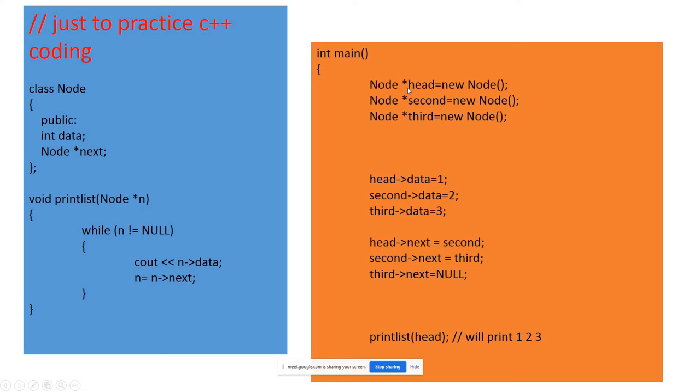In the main, you are creating 3 objects through pointers, and you are putting head data is equal to 1, second data is equal to 2, third is equal to 3, and head is pointing to the second, second is pointing to the third. How do you do that? You can say head arrow mark next equals second. That means the first address points to the second node. Second node points to the third node. Beginning, third node is ending, that's the end actually. If you print it out, it will print 1, 2, 3 like this.